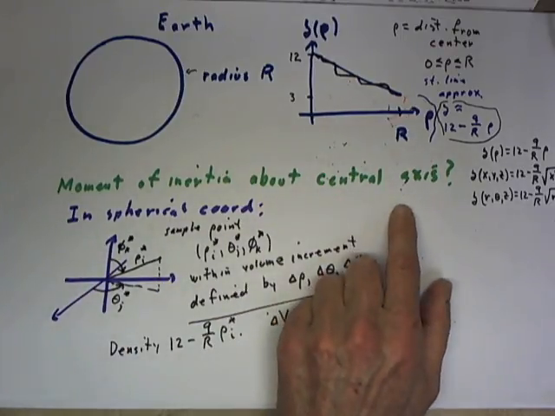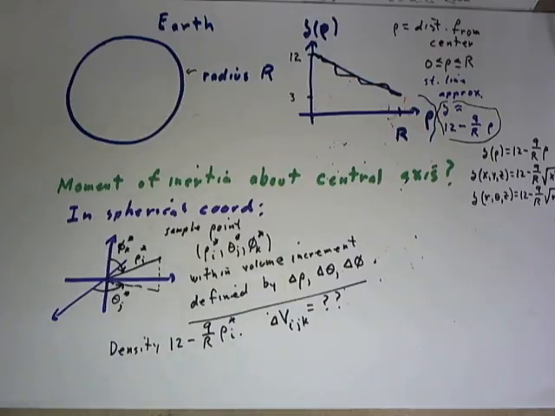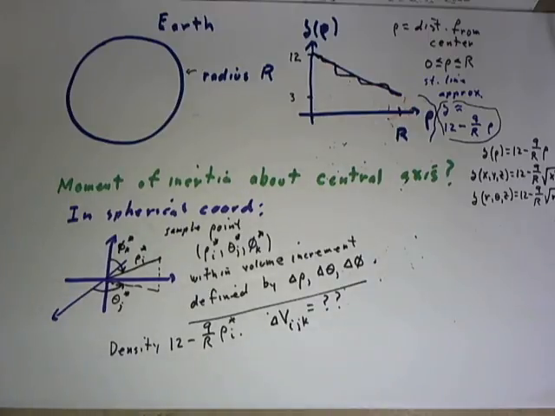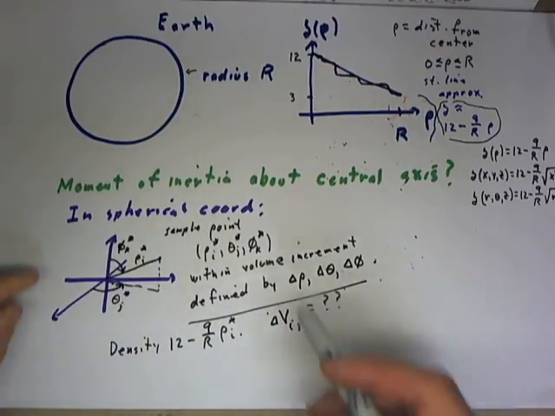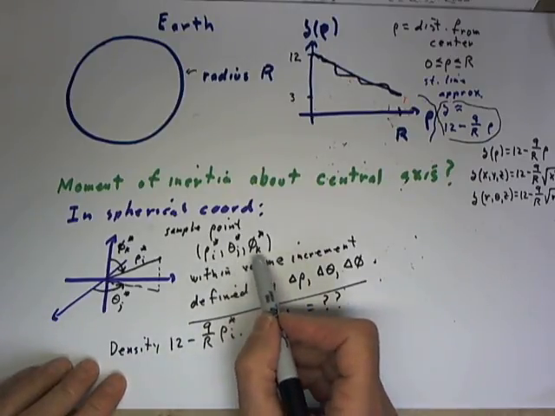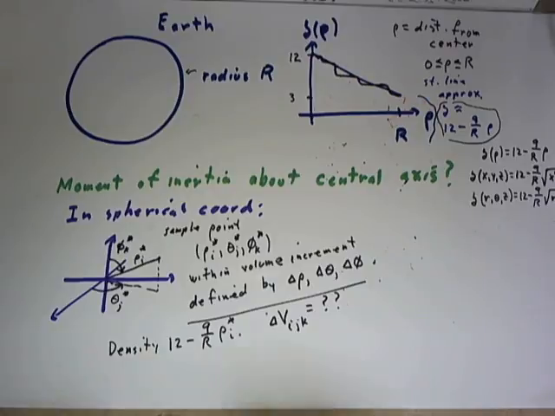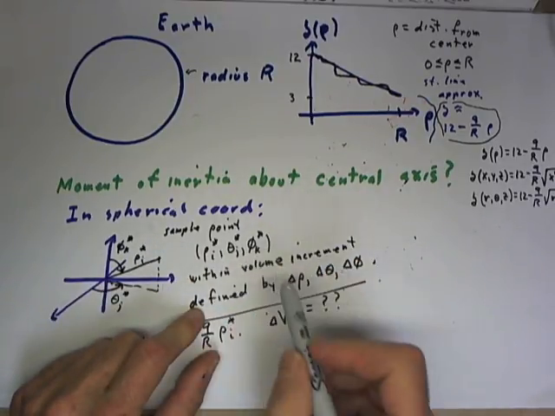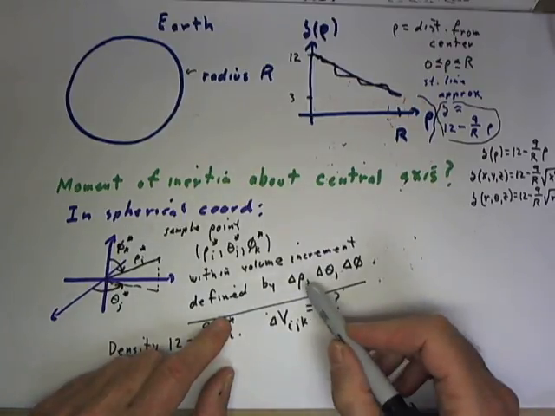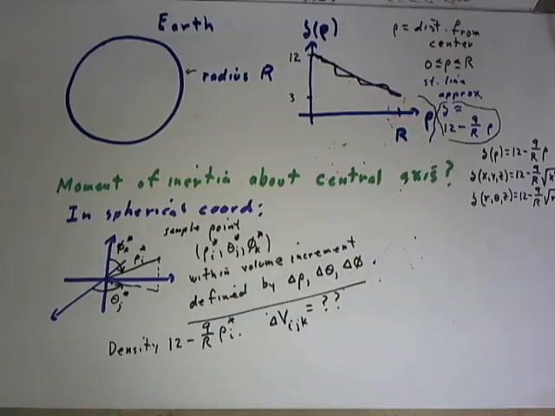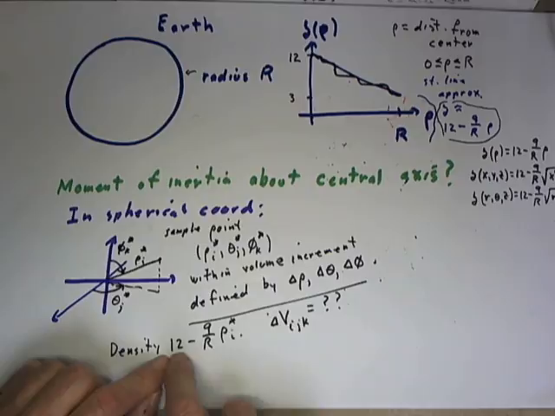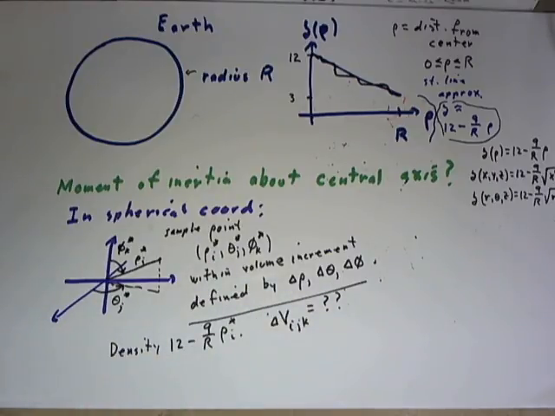So we're trying to find the moment of inertia of the Earth about its central axis, and that would be the same as the moment through any axis through the center of the Earth. In spherical coordinates, we take a sample point rho i star, theta j star, phi k star, and we ask what happens in the neighborhood of that point. We define a volume increment by delta rho, delta theta, delta phi. We have our density evaluated simply at the rho sub i star sample point.